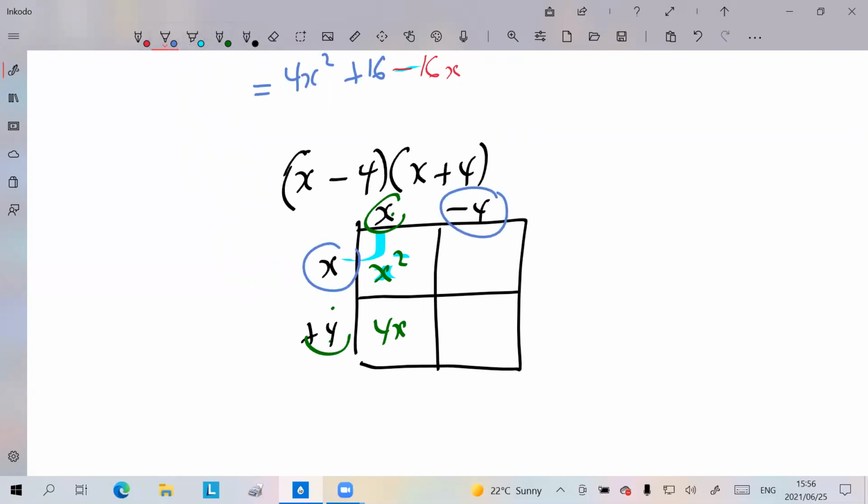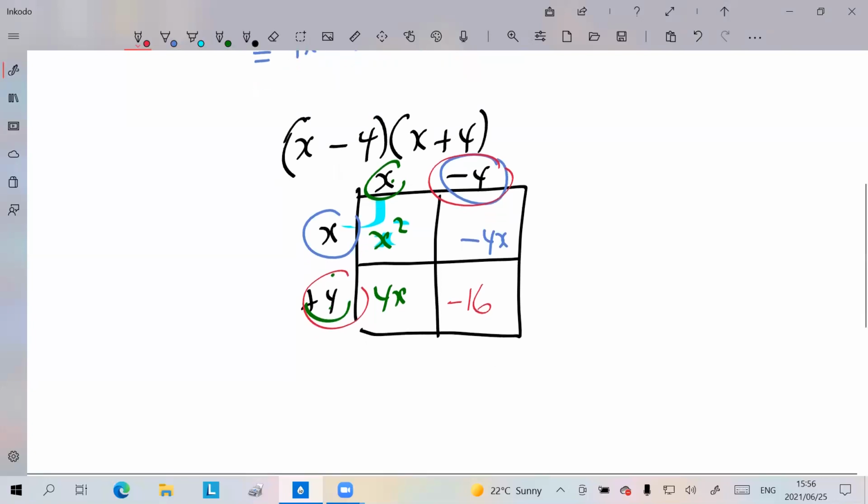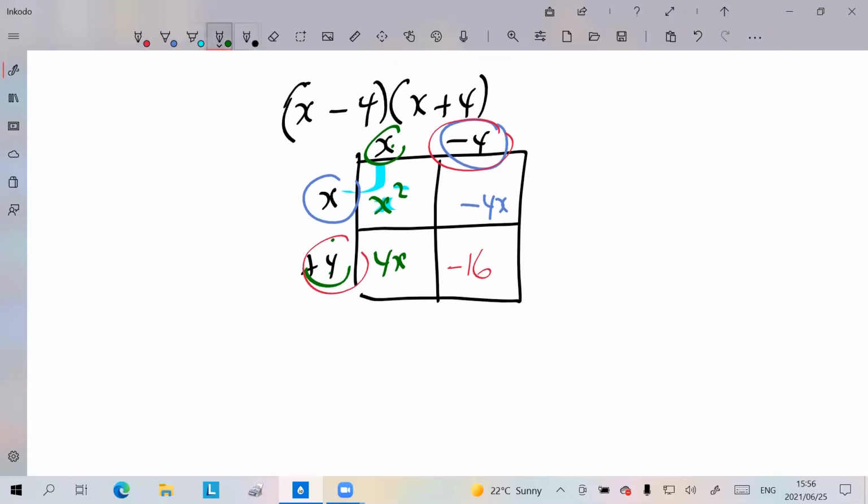Then let's do minus 4 times x is minus 4x. And finally, minus 4 times positive 4 is negative, because a negative and a positive gives a negative. 4 times 4 is 16. If you're not sure, your calculator is your friend. Your calculator will help you if you know the rules. If I get my answer, it's x squared. There's no other x squared. I've got negative 16. There's no other number, so we just leave it. It's negative 16, nothing to add it.